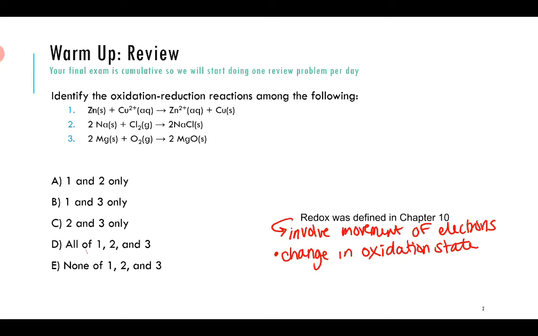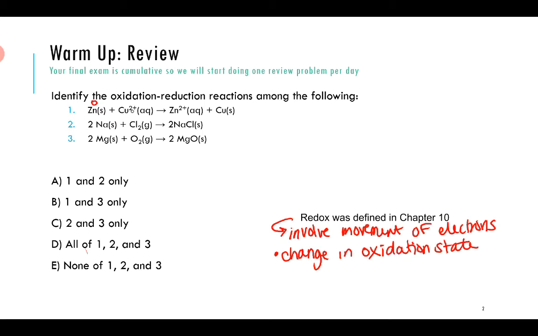In this first one, we have zinc solid. There is no charge specified on the zinc. It is a pure element. There's nothing bonded to it. So since it's no charge and it's a pure element, its oxidation state must be 0.